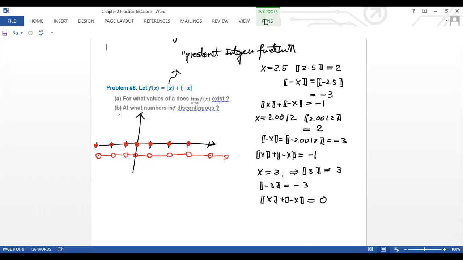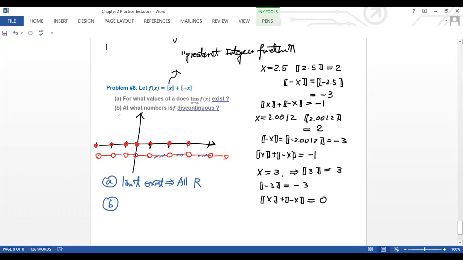So now we are able to answer our questions here. The first question is, for what values does the limit exist? Of course, all these points exist, right? So we know the limit exists for all real numbers. The function is not continuous there because it jumps to zero and then back, but the limit exists at every real number.